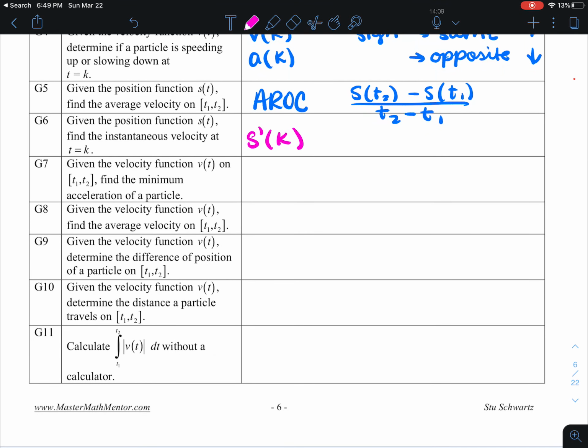Given the velocity function v of t on t1 to t2, find the minimum acceleration. So you want to find a of t and then find a prime of t and set that equal to 0. We're going to use our sign chart to discover whether it's a minimum or a maximum, and then you'll be able to know the minimum acceleration of the particle.